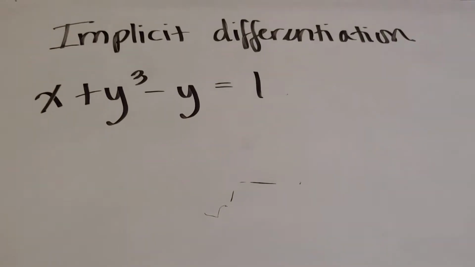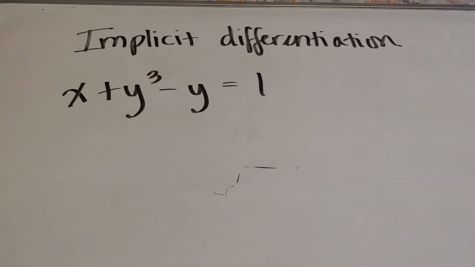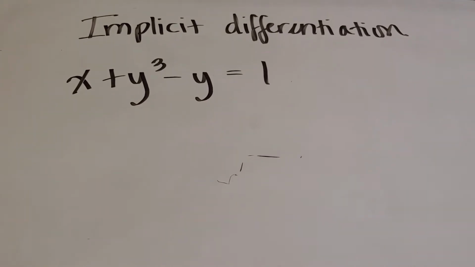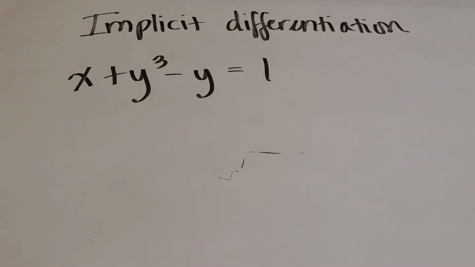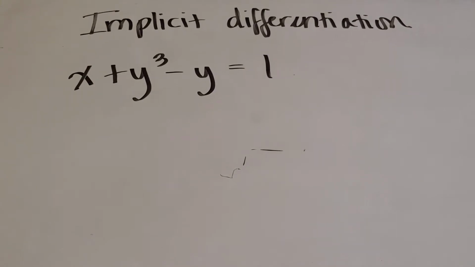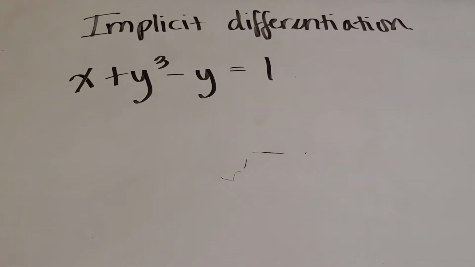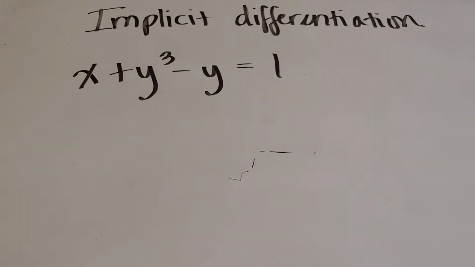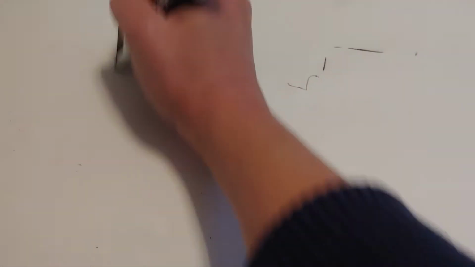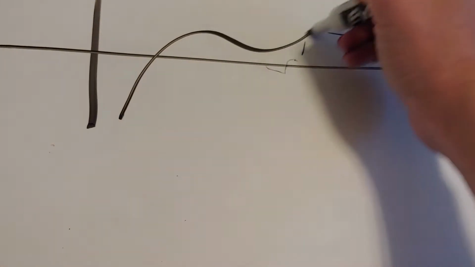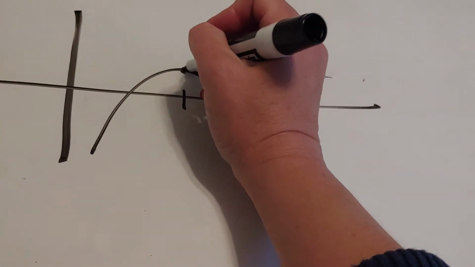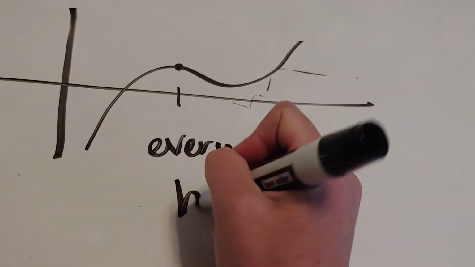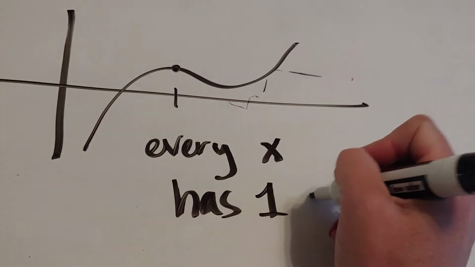In this example, which is actually from my notes, I have this curve, which is x plus y cubed minus y equals 1. And what I want to actually talk about is how many points there are on this curve at the value x equals 1. So typically, when you have a function, every x has one y. Every x has one y. That's when you have a function.